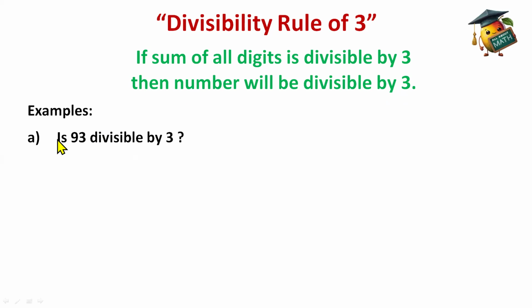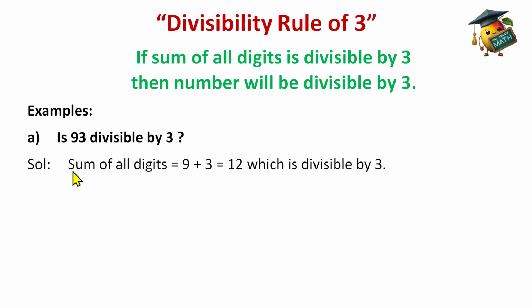So here we have 93. Is 93 divisible by 3? We need not divide 93 by 3. We'll just do the sum of all digits. 9 is a digit, 3 is a digit. We'll add both of them. 9 plus 3 is 12. And 12 comes in the table of 3. So the sum of all digits, 9 plus 3, which is equal to 12, is divisible by 3. It means 93 is also divisible by 3. So the sum of digits should be divisible by 3. It means it should come in the table of 3. Then only the bigger number is divisible by 3.